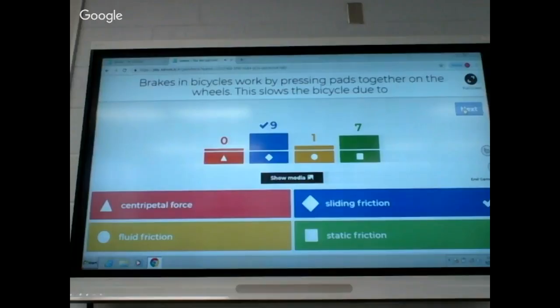All right. The 7 of you who picked static friction. Static friction is what? It does not move. This countertop has static friction because it's not what? Moving. Bicycle wheels do what? Move. The only time it would be static friction is if the bike was stationary. And it says you're slowing the bike. So that is not static friction.